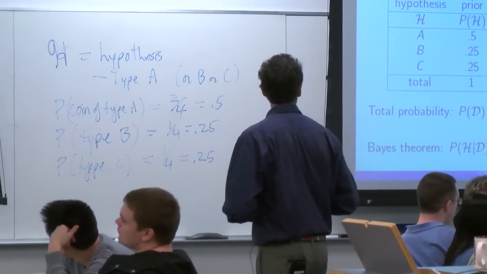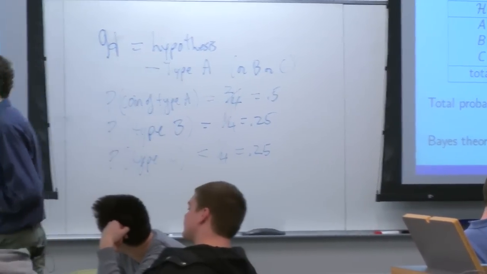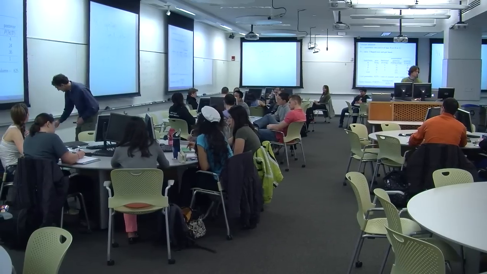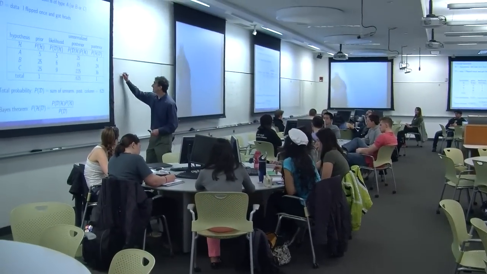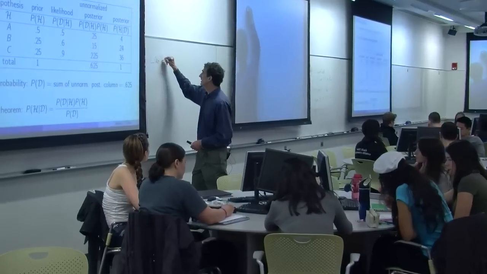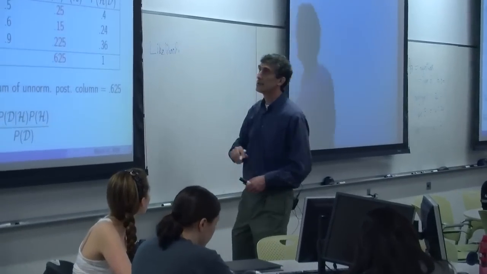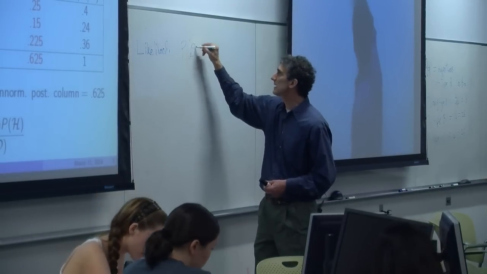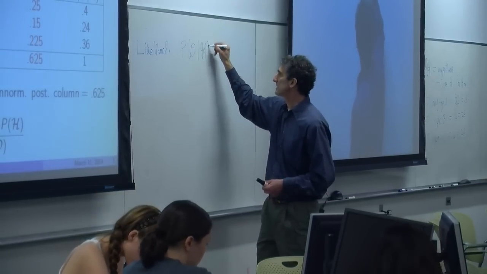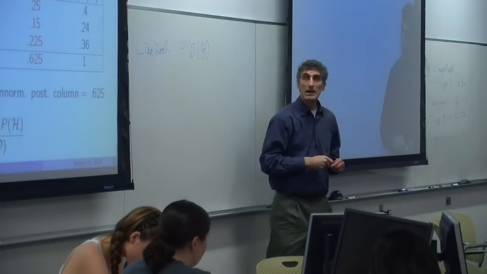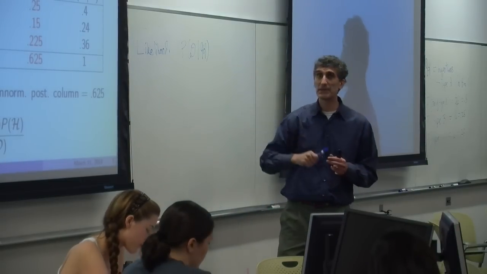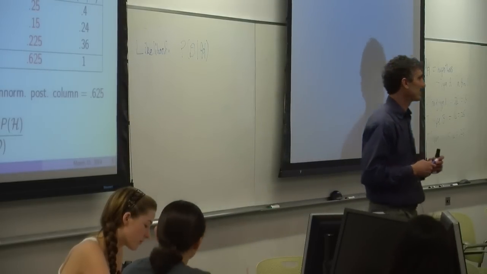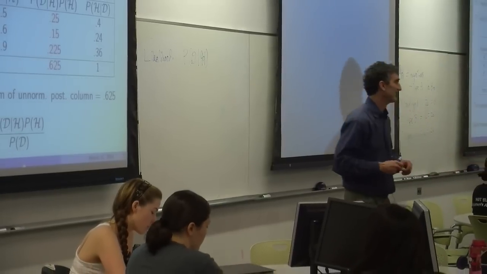But now we have some data. So once we have data, we can get the likelihood. The likelihood is the probability of seeing the data given a hypothesis. I won't write this out. I'll just point at the slide.